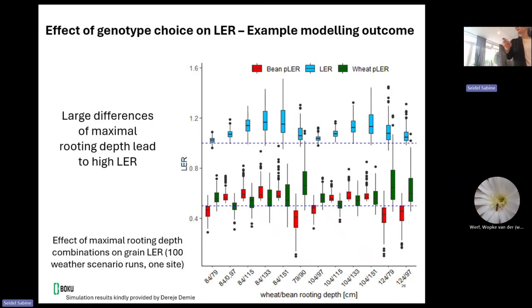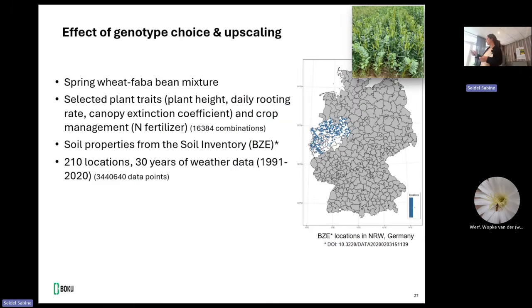But the work of my current postdoc is to do this on a larger scale, which is the federal state of North Rhine-Westphalia in Germany, where Bonn is one of the cities. He used the spring wheat fava bean model he has set up for the experiment that you know already. You remember it was this very strong mixture of the two crops, and he tested different plant traits.